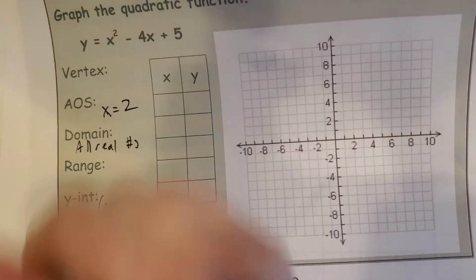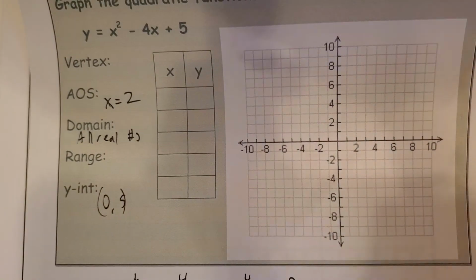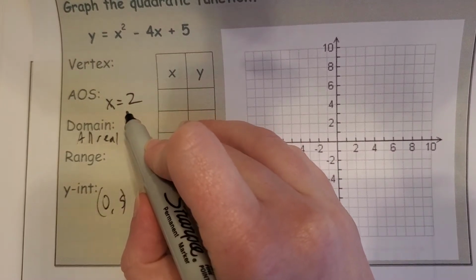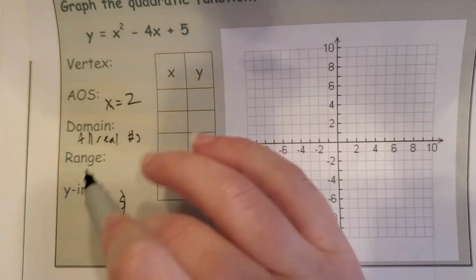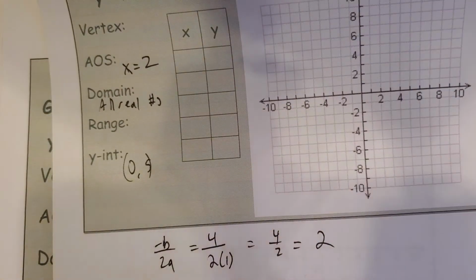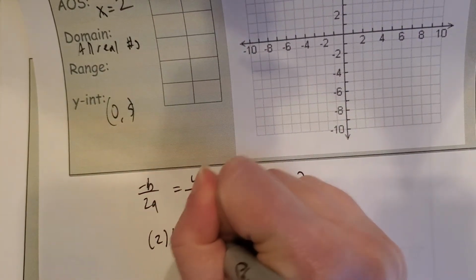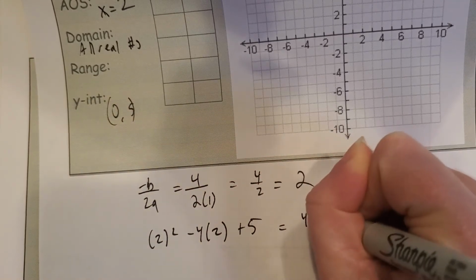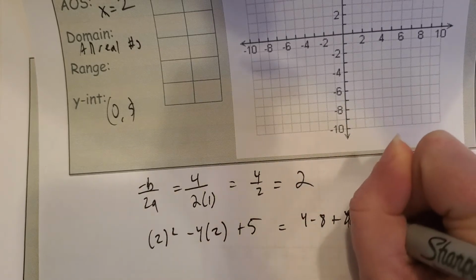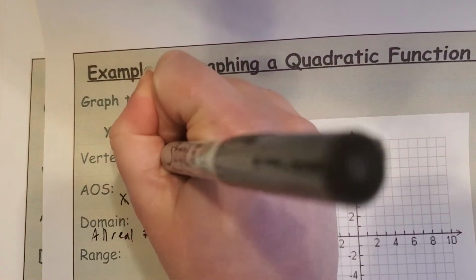x equals 2. And for the vertex, you're going to want to take that 2 in because the axis of symmetry, again, is also the x value of the vertex. So you're going to take 2, plug it into the function. 2 squared minus 4 times 2 plus 5. So this is 4 minus 8 plus 5. 4 minus 8 is -4, plus 5 is 1. So your vertex is (2, 1).